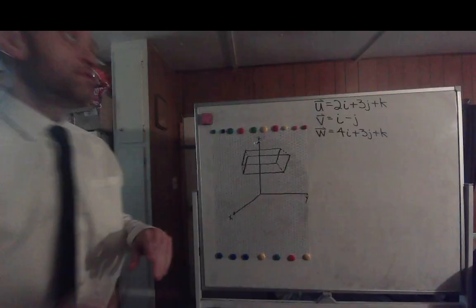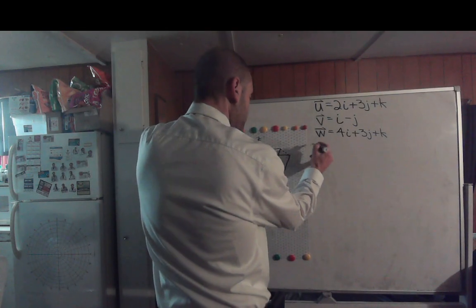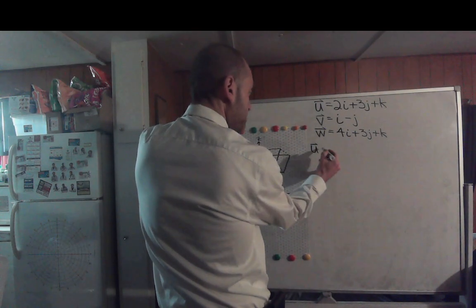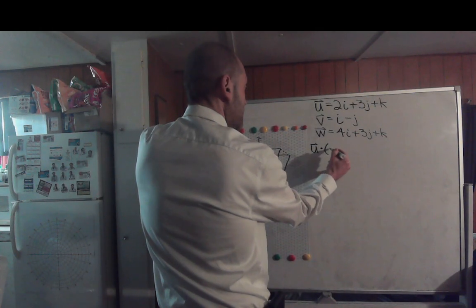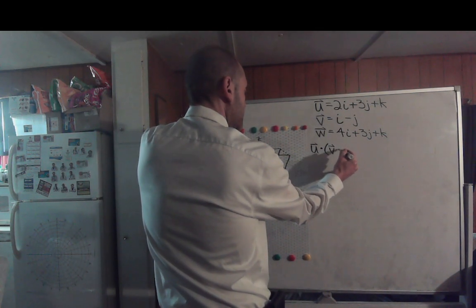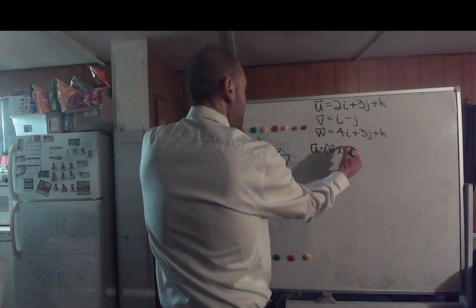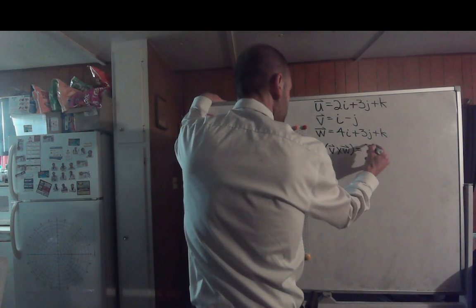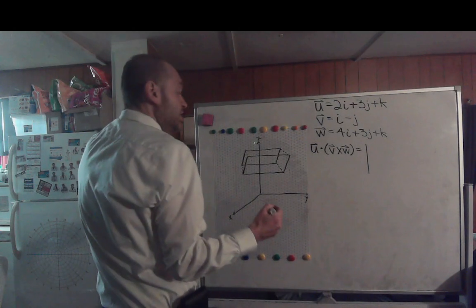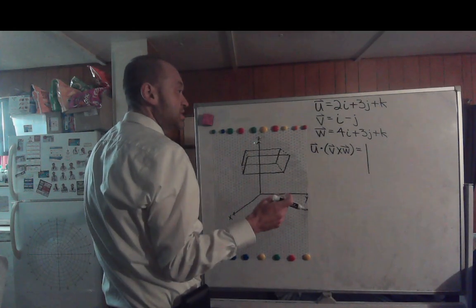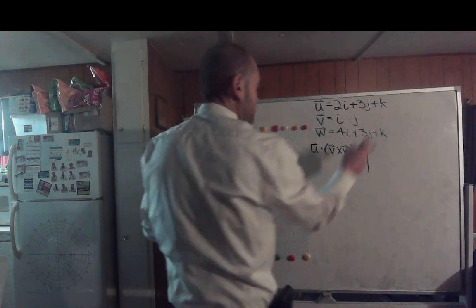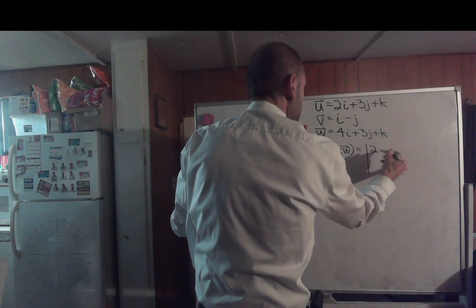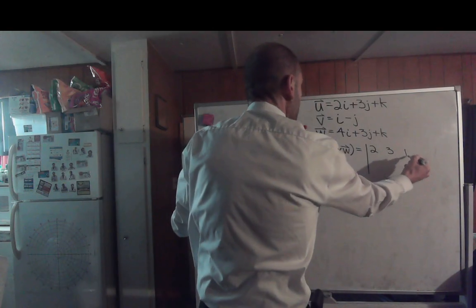Let's go on ahead and find the triple scalar product. So to take the triple scalar product, we're going to take the dot product of u with that cross product of v and w. Now to take the triple scalar product, go ahead and set yourself up a 3 by 3 determinant. You're going to take the coefficients of each of your vectors. So row 1 is your coefficients of u. You'll have 2, 3, and 1.